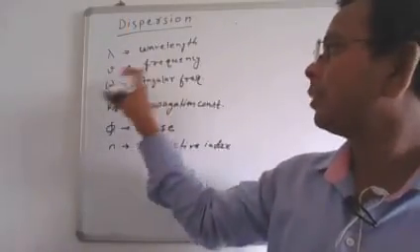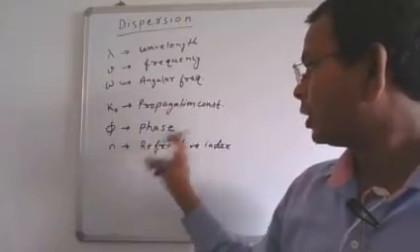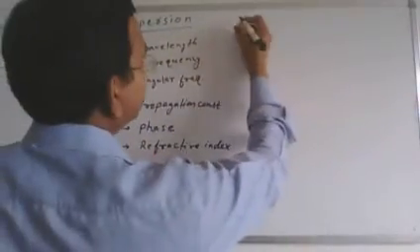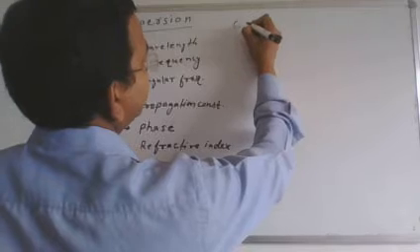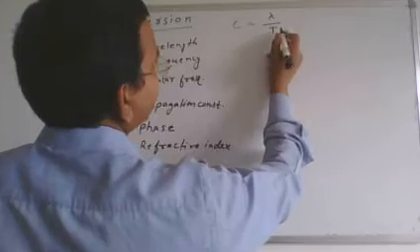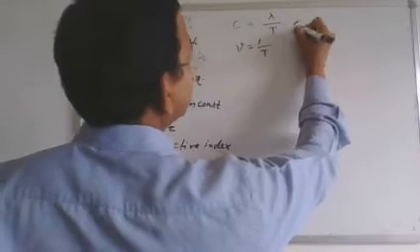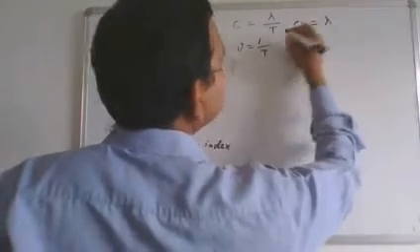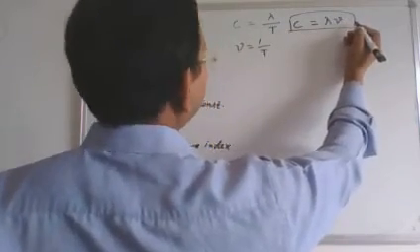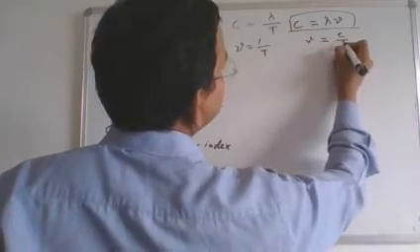So lambda is the wavelength, mu is the frequency, omega is the angular frequency, K0 is the propagation constant, phi is the phase, and n is the index of refraction. What is the relation among all these things? We know the velocity of light c in free space is lambda divided by the time period of oscillation, and mu is 1 by T. So c is lambda into 1 by T, which is mu. This is important: c equals lambda mu. And now, mu is equal to c divided by lambda.